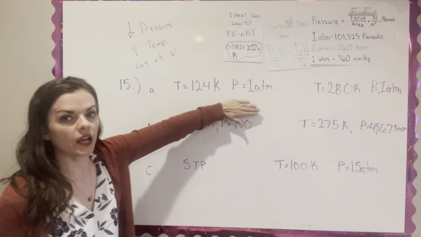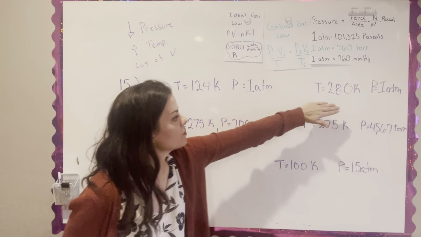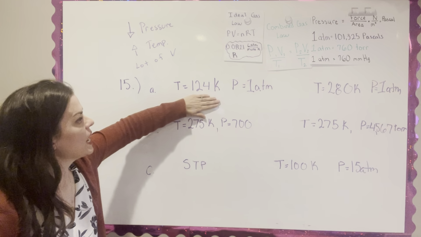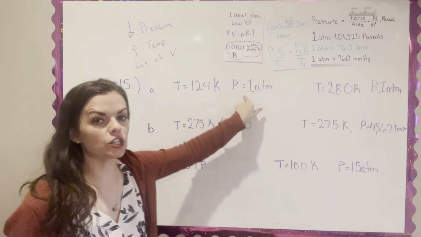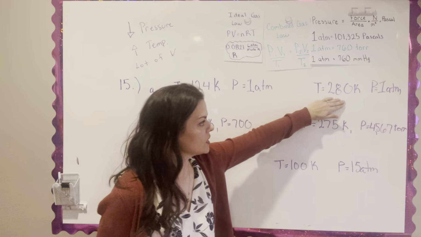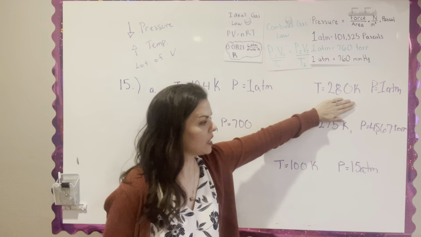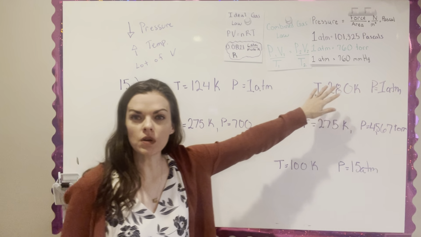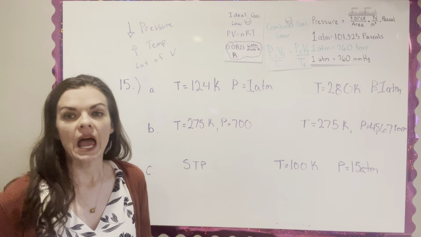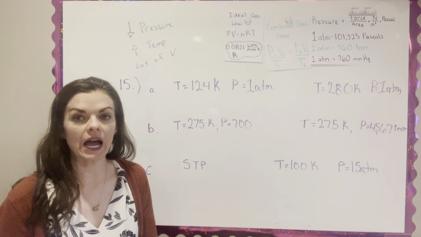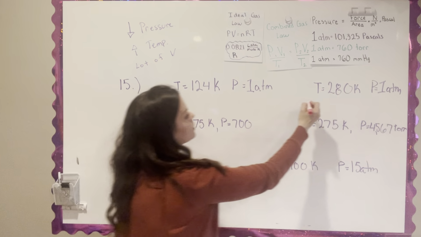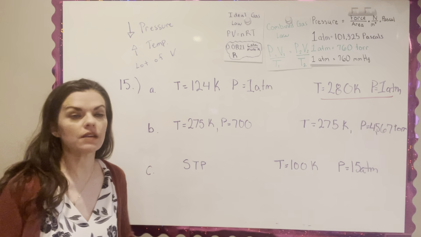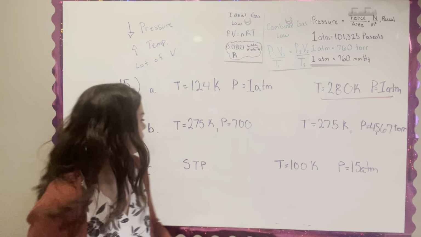So for part A, these are the 2 scenarios. So I have a temperature of 124 kelvins and I have a pressure of 1 atmosphere. And for this one, I have a temperature of 280 kelvins and 1 atmosphere. So the pressures are the same, so I'm going to compare the temperatures, and an ideal gas is at a higher temperature. This one is at the higher temperature, so this is going to behave most ideally.